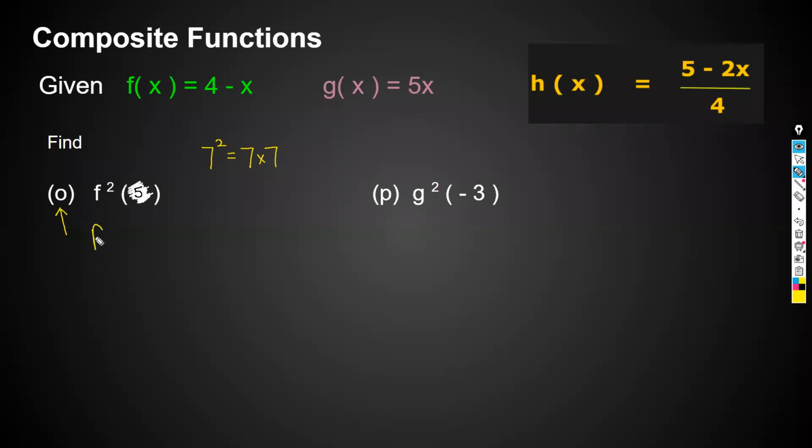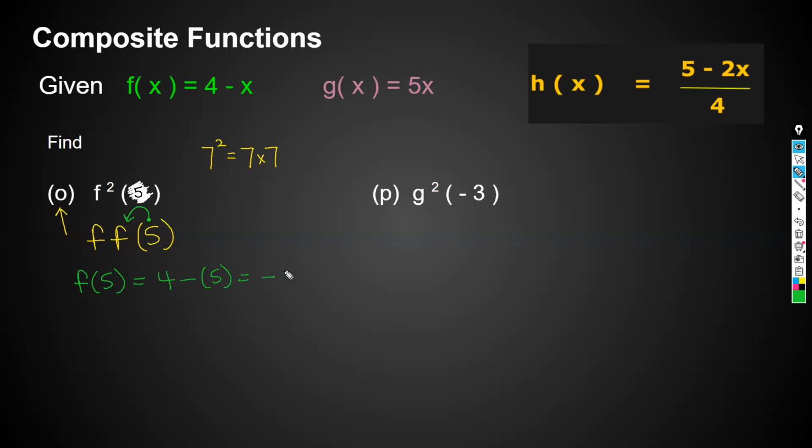f squared means f of f of 5. That is how you interpret that question. f squared means f and a next f. So what you're really doing is a normal composite function, except you're using the letter more than once. So in other words, you're going to take 5 and put it into what? f. So let's try that. Let's find f of 5. We have 4 minus, throw away that x and replace it with what? 5.